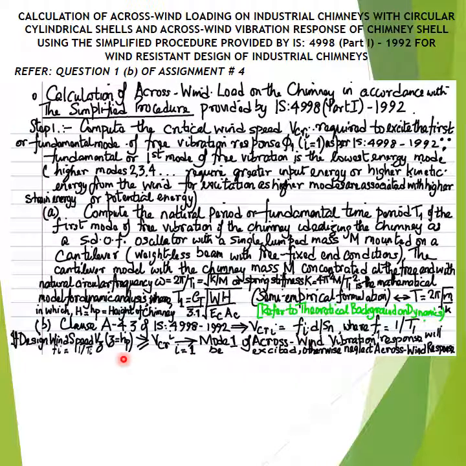which may therefore be neglected if the design wind speed Vz at the height Z equal to the physical height of the chimney Hp at the site of construction of the industrial chimney is less than the critical wind speed Vcr1 that is required to excite the first or the fundamental mode I equal to 1 of the free vibration response characterized by the mode shape phi1 of the industrial chimney structure.